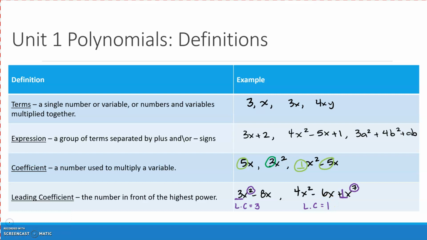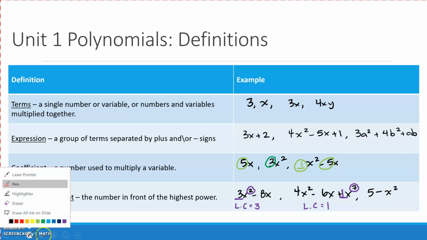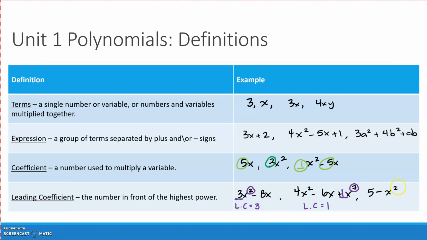If I have something like 5 minus x squared, then again, I am looking for the highest exponent. So since the highest exponent is 2, the number in front is the leading coefficient. Since there's a minus, that means the leading coefficient is negative 1.